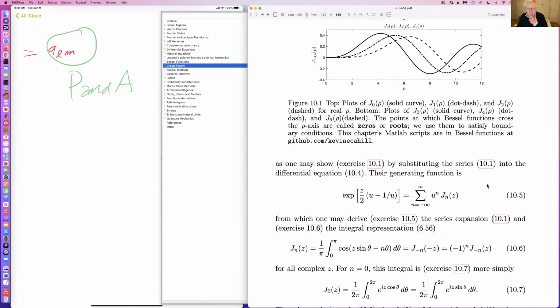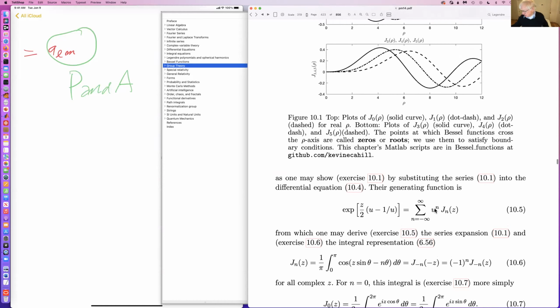And once again, there is this magic generating function, which always amazes me. This magic generating function is e to the z over 2 times (u minus 1 over u), and that gives you a sum of u to the n Jn of z, n going from minus infinity to plus infinity. And one can then derive the series expansion. And one can also derive this integral representation.